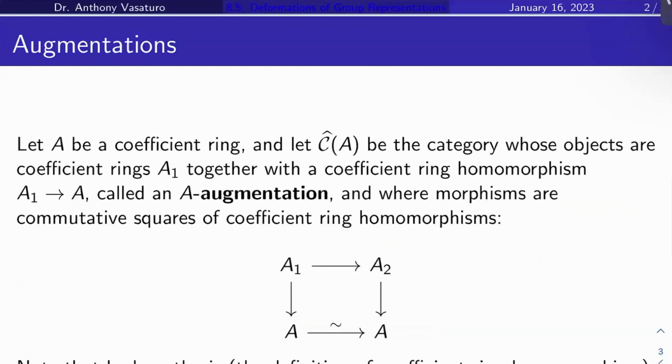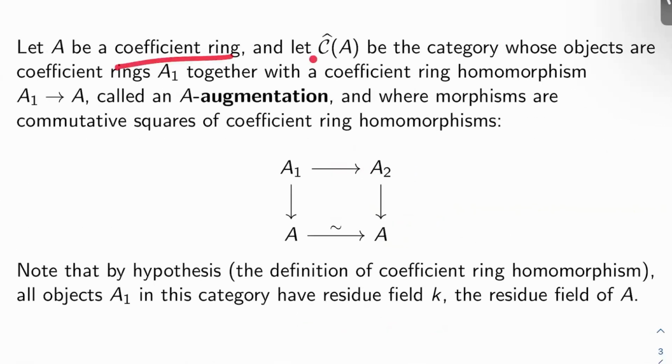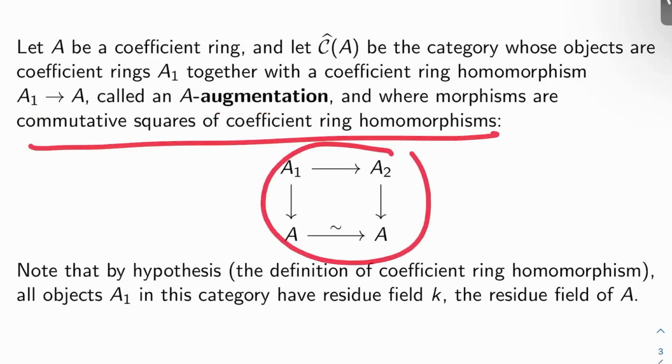Okay. So let A be a coefficient ring, and let C hat of A be the category whose objects are coefficient rings A1 together with a coefficient ring homomorphism from A1 to A. Such a map is called an A augmentation. What are the morphisms in this category? They're commutative squares of coefficient ring homomorphisms.